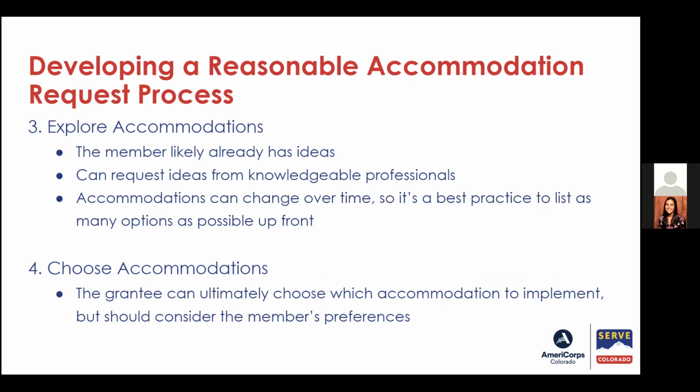So after the request from the member and the receipt of the appropriate documentation, the next steps are to explore and choose accommodations. It's likely that the member already has some ideas on what accommodation would work best for them, so this could be a very quick conversation. However, in the event that either you as the grantee or the member is struggling to come up with ideas that work for both parties, some other options would be to request ideas from knowledgeable professionals. So this is any professional with an intimate understanding of what the condition is, or consult the JAN website, which is the Job Accommodation Network.